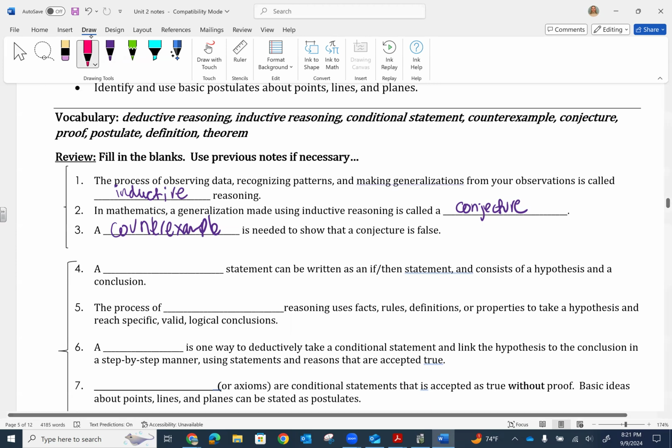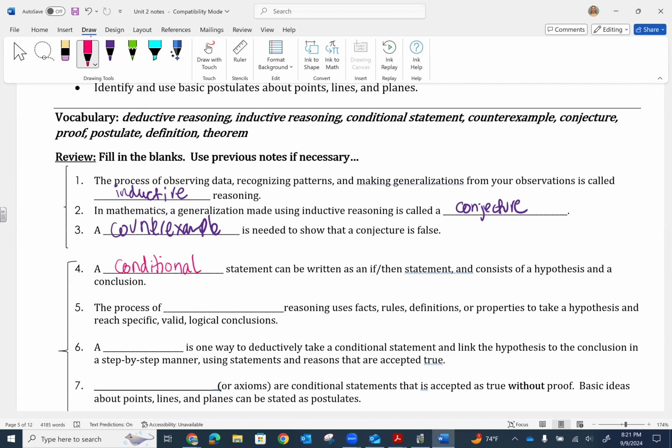What kind of statement can be written as an if-then statement and consists of a hypothesis and a conclusion? That's a conditional statement. Conditional, O-N-A-L. For example, if you eat your dinner, then you can get dessert. If you have a triangle, then it has 3 sides. It's an if-then statement, and it has the hypothesis, which is the if part. Don't use the word if. And then the then part, which is going to be the result.